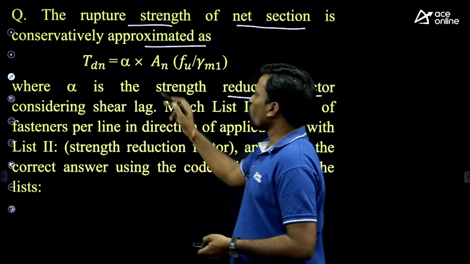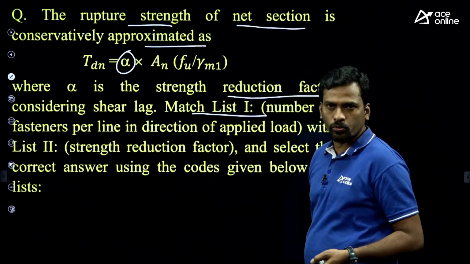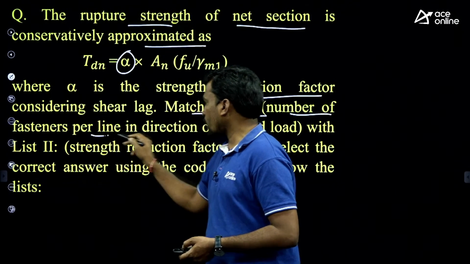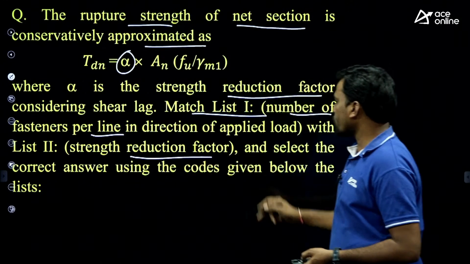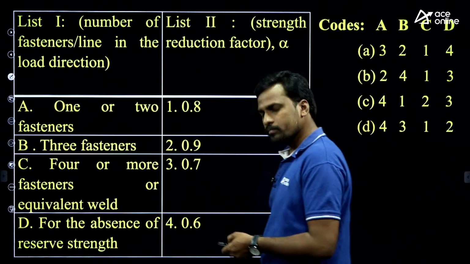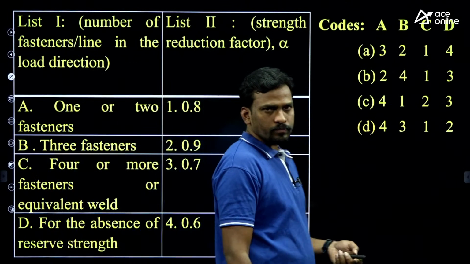Now, what are the alpha values? List 1 and list 2 are given. In list 1 is the number of bolts per line, and list 2 is the alpha value, that is, the strength reduction factor. So these are the values given. Students, tell me what is the alpha value?